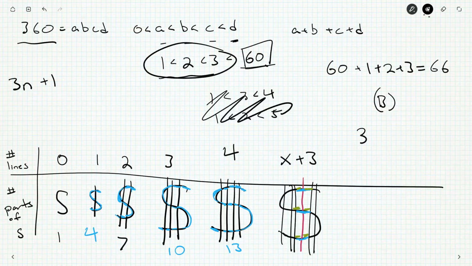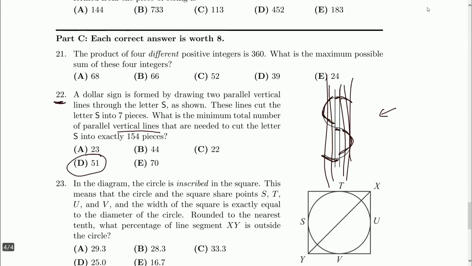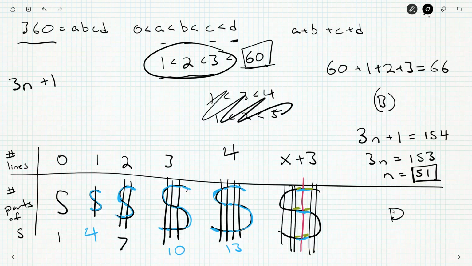Okay, so n is the number of parallel vertical lines we need. And how many segments do we want? 154. So 3n is 153. And so n should be, just dividing by 3, and grab your calculator if you need to, 51. 51 vertical lines should give us 154. Okay, and 51 is right there. It's D.